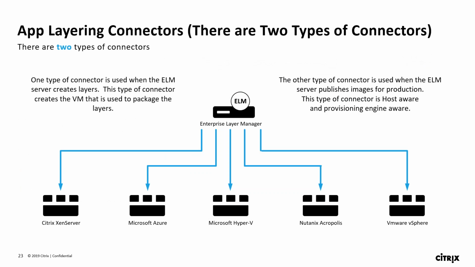App layering connectors: there are two types of connectors. There's one connector that the ELM uses to create the images. It creates that virtual machine, then we install the layers, and then the second type of connector is used when the ELM server publishes the images for production. This type of connector is host aware and provisioning engine aware, such as Provisioning Services or Machine Creation Services.